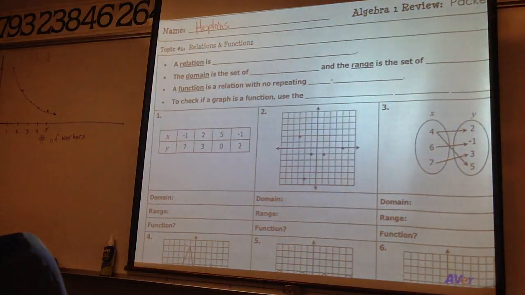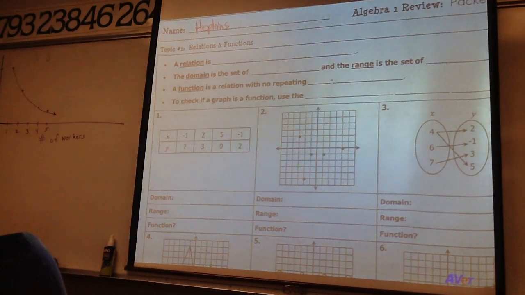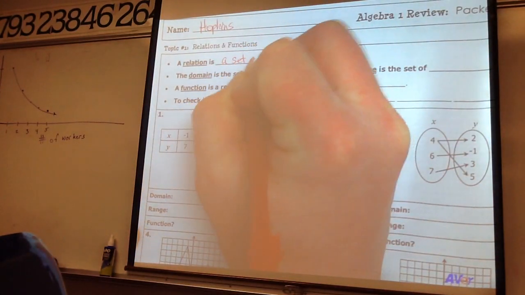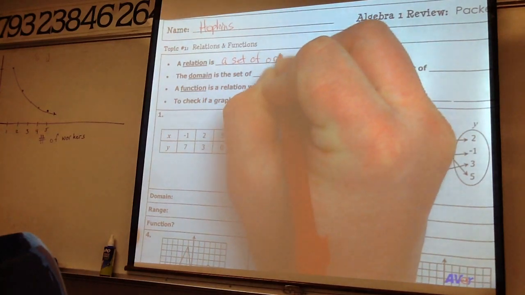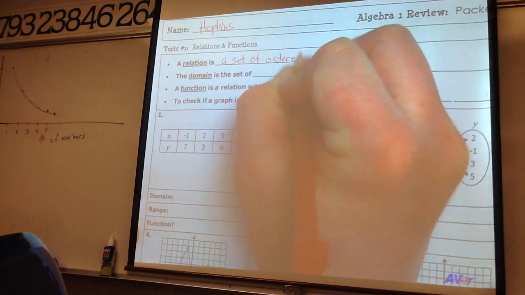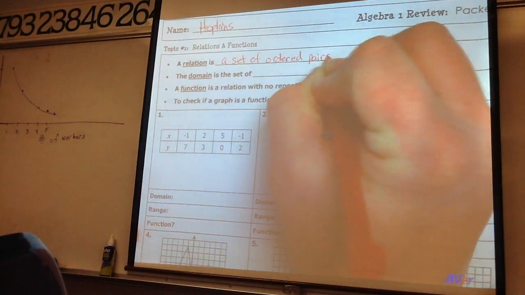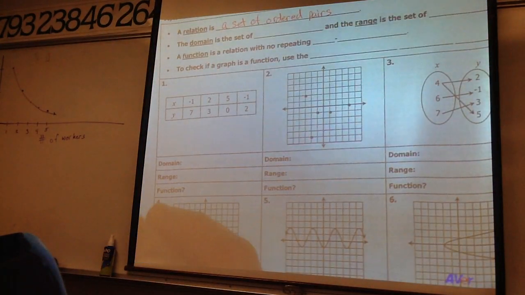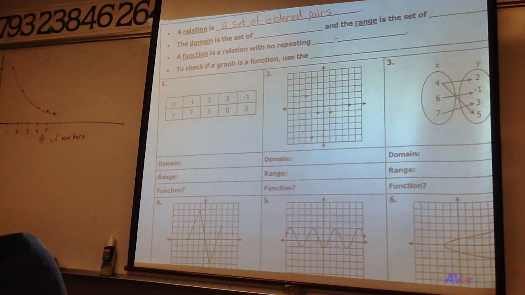I didn't like the answer on the answer key. You can't just say it's the same terms. A relation is a set of ordered pairs. That's a whole collection of ordered pairs, because if you put all the ordered pairs on the graph, you would have the relation.